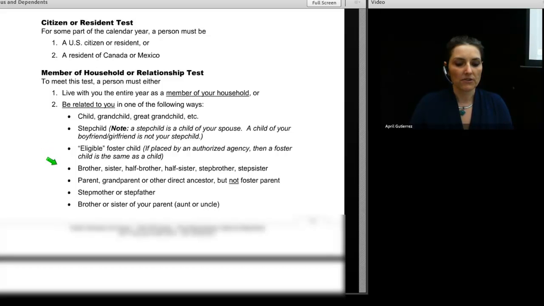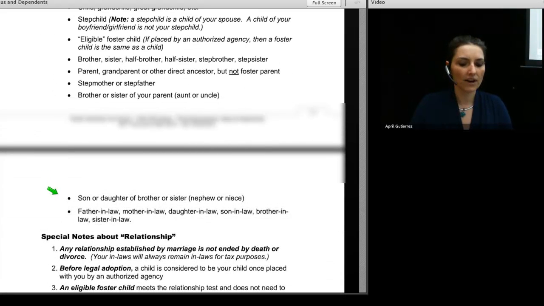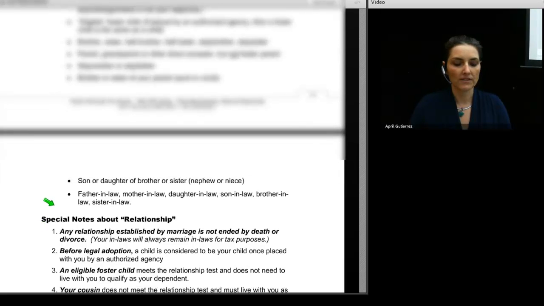Related to you also includes brother, sister, half-brother, half-sister, stepbrother, stepsister, a parent, grandparent, or a direct ancestor, but not a foster parent, a stepmother or a stepfather, a brother or sister of your parent, as in an aunt or uncle, a son or daughter of your brother or sister, as in a niece or nephew, and father-in-law, mother-in-law, sister-in-law, daughter-in-law, brother-in-law, and of course, divorce does not end these relationships.